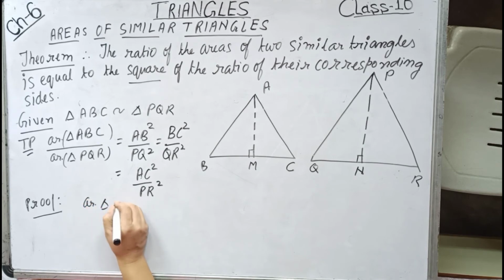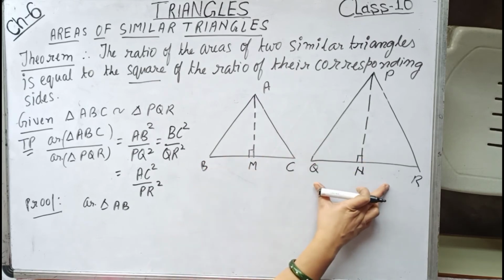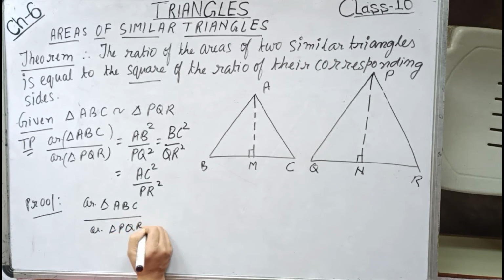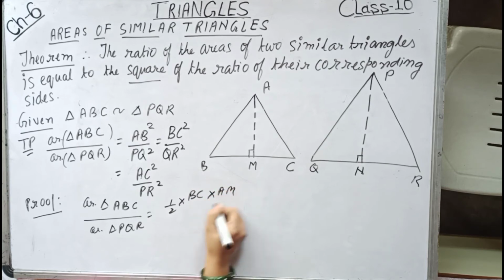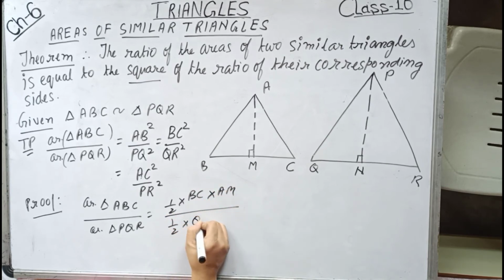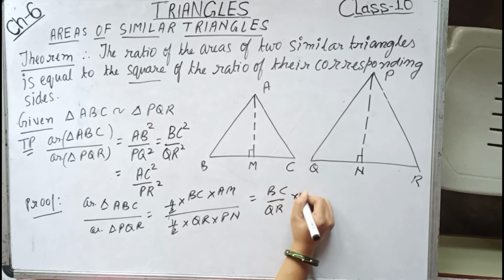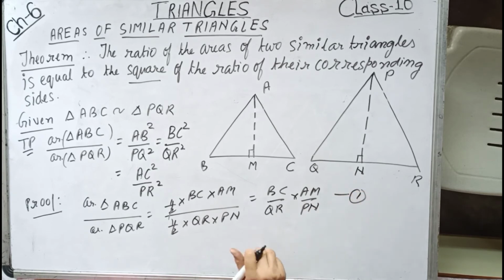Area triangle ABC. First construction we will do: draw AM and PN perpendicular to BC and QR. So area triangle ABC by area of triangle PQR will be equal to half into BC into AM and half into QR into PN. So half will be cancelled and we are getting over here BC by QR into AM by PN. Now we will make it equation number 1. Now if I prove that AM by PN equals BC by QR, then I will be getting over here BC square by QR square.